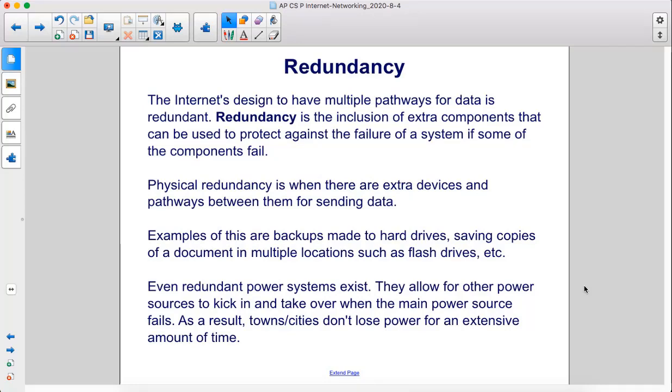Redundancy is the inclusion of extra components that can be used to protect against the failure of a system if some of the components fail. Physical redundancy is when there are extra devices and pathways between them for sending data. Examples of this are backups made to hard drives, saving copies of a document in multiple locations, such as flash drives, etc. Even redundant power systems exist. They allow for other power sources to kick in and take over when the main power source fails. As a result, towns and cities don't lose power for an extensive amount of time.